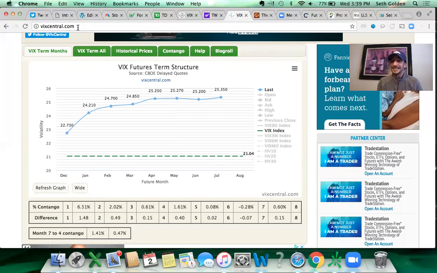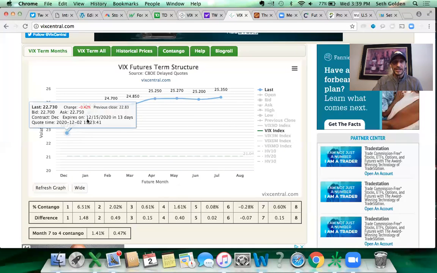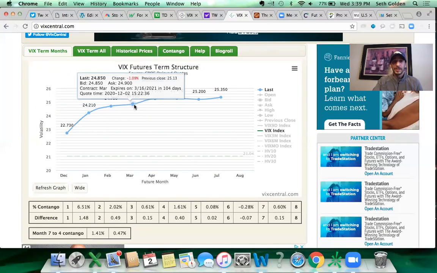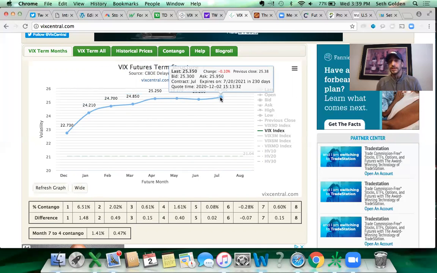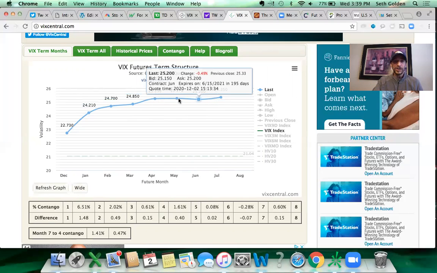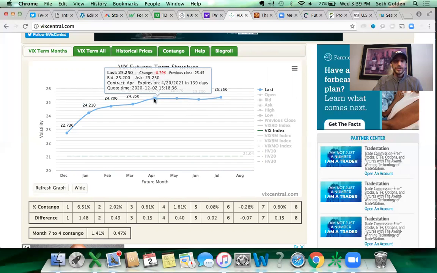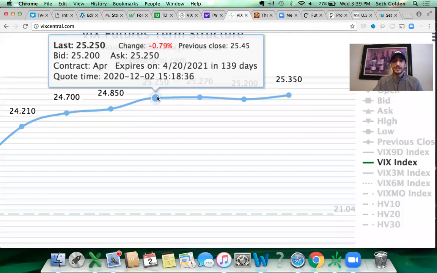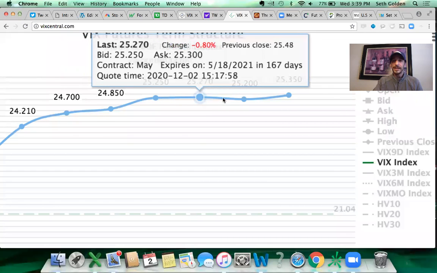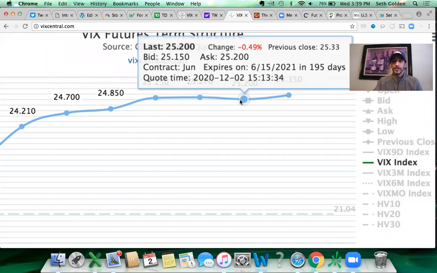It updates every 60 seconds so that you can see the movement of each individual VIX Futures product all the way out to July 2021. So notice what's happening here as I move my cursor over each product. You'll see that there's an expiration date there. 139 days, 167 days, so on and so forth.